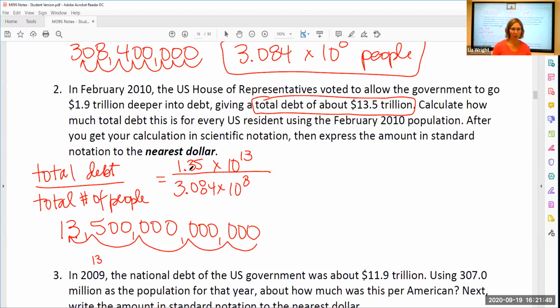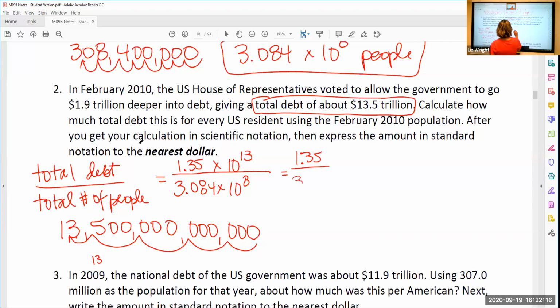And now, looking at what it says: calculate how much total debt this is for every U.S. resident using the February 2010 population. That's what we're getting ready to do. So first, we're going to get our answer in scientific notation. Then we're going to express it in standard notation to the nearest dollar. So here, you're going to group your mantissas again together.